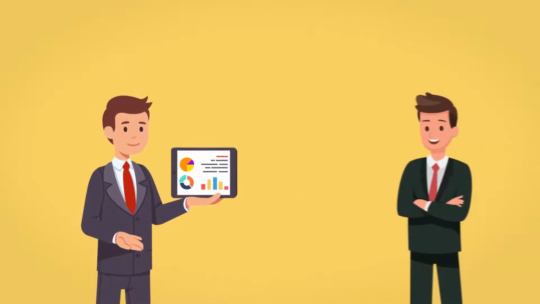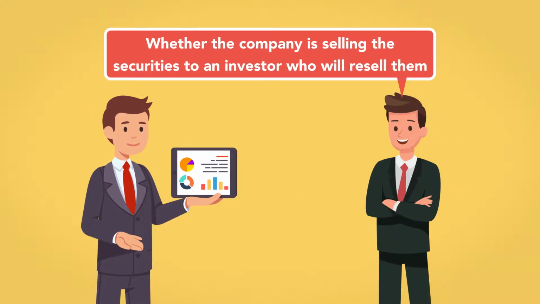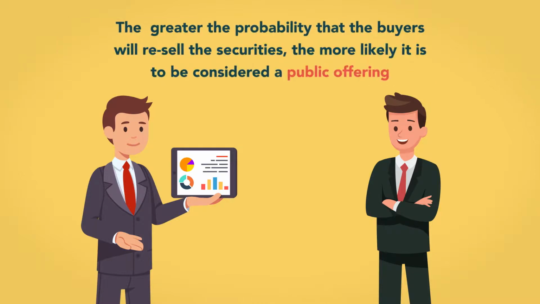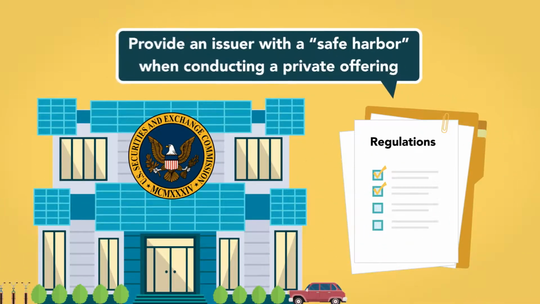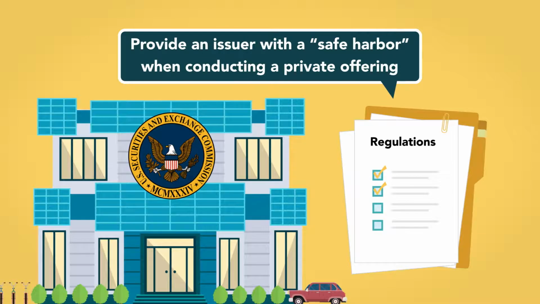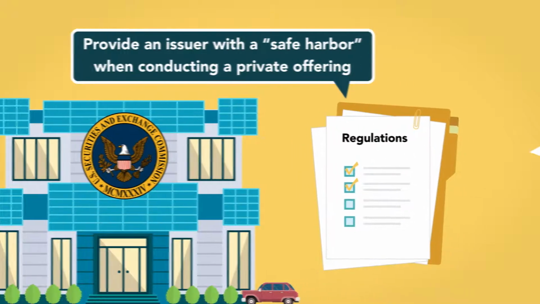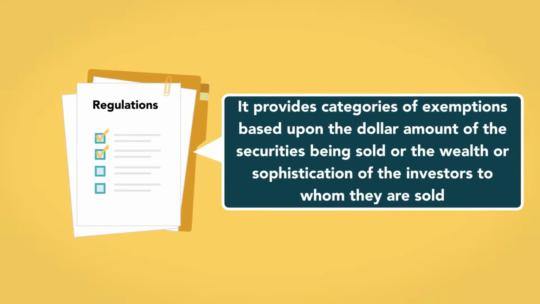Finally, courts and regulators will look at whether the company is selling the securities to an investor who will resell them. The greater the probability that the buyers will resell the securities, the more likely it's going to be considered a public offering. The SEC has established regulations that provide an issuer with a safe harbor when conducting a private offering. It provides categories of exemptions based upon the dollar amount of the securities being sold or the wealth or sophistication of the investors to whom they are sold.